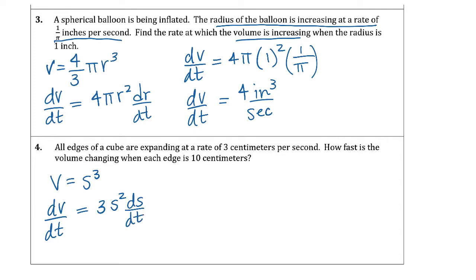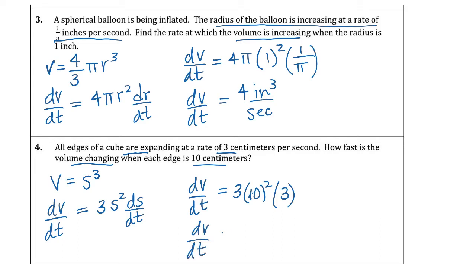And now we're ready to substitute in. Now we're wanting to see how fast the volume is changing, so that's dV/dt equals, and we have 3 times, and notice the edges are expanding, so that's going to be our ds/dt, and the edge is going to be 10 centimeters here. So our side squared times our rate of change of the side, which was 3. So it looks like our volume is changing at a rate of 900 centimeters cubed per second.